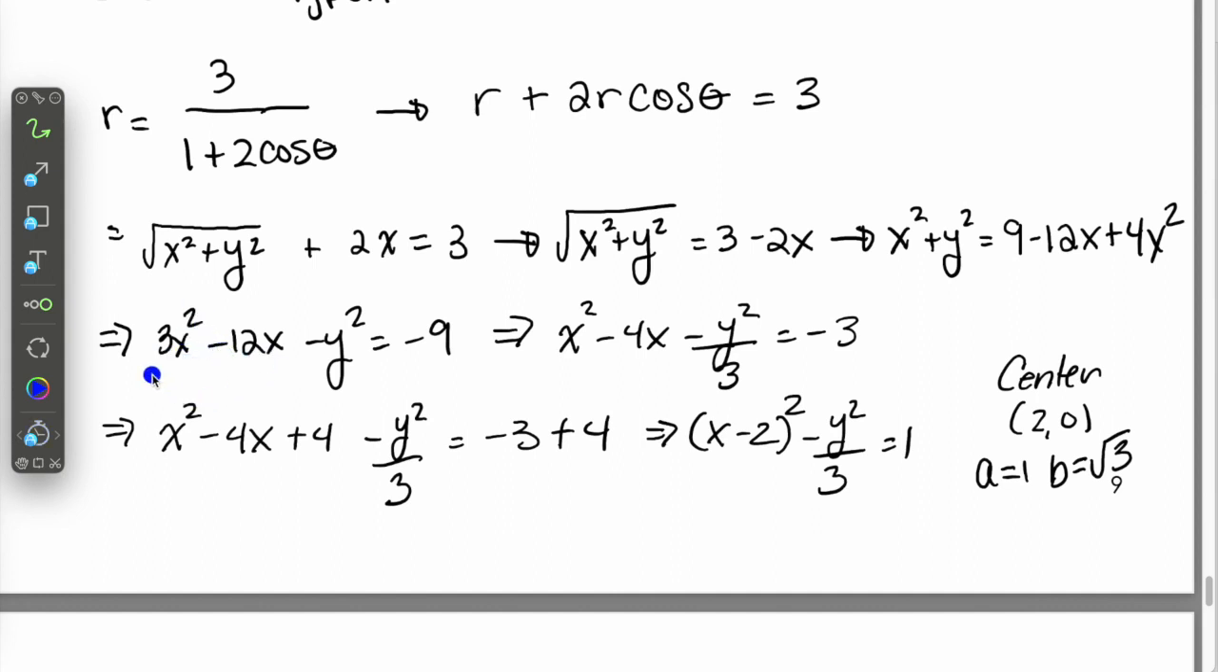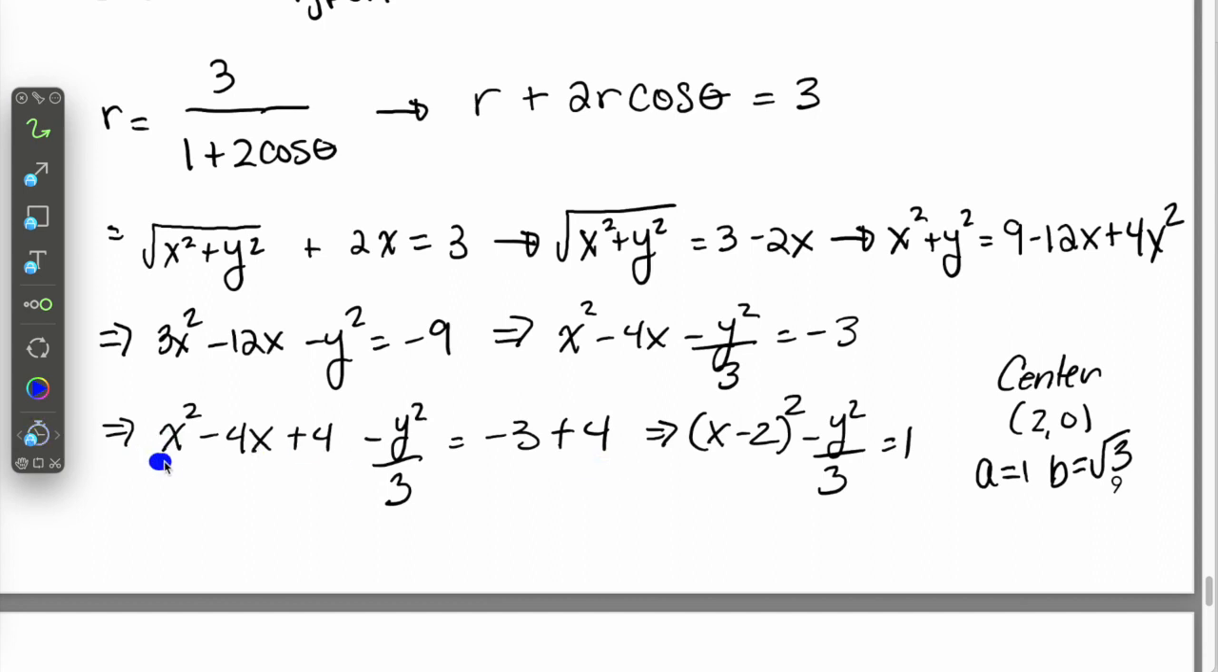So the first thing I did to help me do that and get rid of this 3 in front, remember when we complete the square, we want a 1 as the coefficient of x squared. So I divided everything by 3, and I got x squared minus 4x minus y squared over 3, and then of course is equal to negative 3. So I just divided all of this by 3. And then I completed the square. So here's my blank. So I took half of this and I squared it and got 4. So I added 4 to the other side as well.